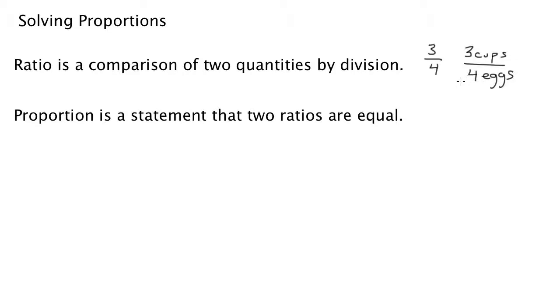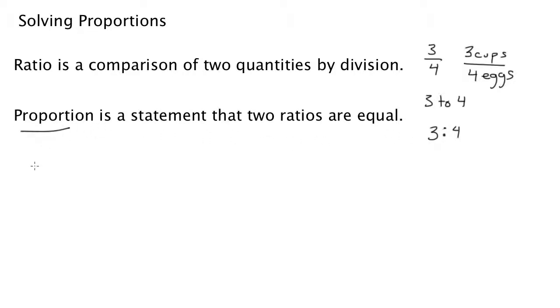Sometimes ratios can also be represented in a different way, something like 3 to 4, which is also a ratio, another way of expressing it. 3 to 4, 3 cups to 4 eggs. Another way they represent it is 3:4, where they put a colon in between the two. Again, the colon represents some type of ratio, some comparison. Again, a fraction.